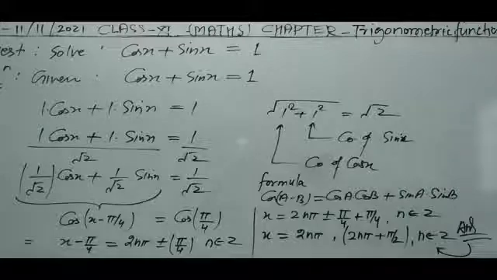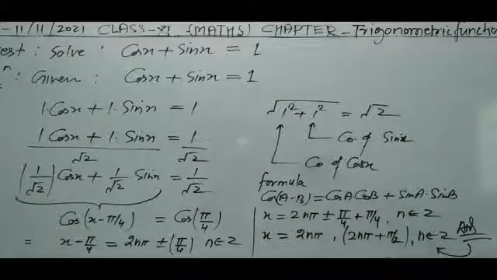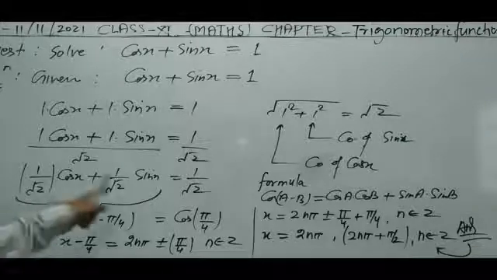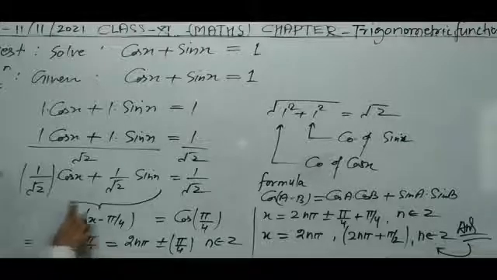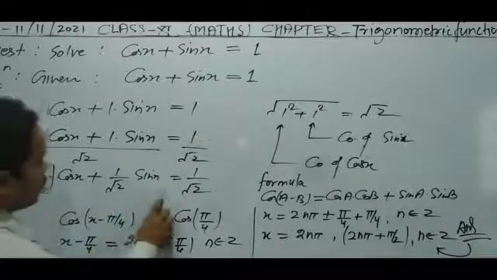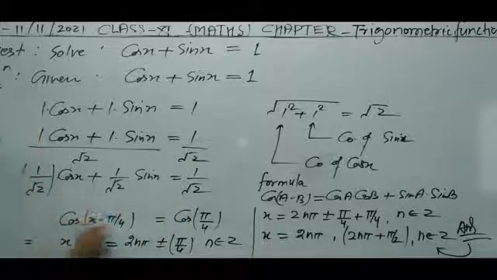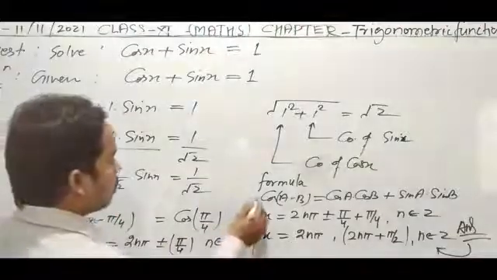So the result we get is 1 by root 2 cos x plus 1 by root 2 sin x. Now 1 by root 2 is the value of cos pi by 4, you know, and 1 by root 2 is the value of sin of pi by 4. So this is the formula of cos A cos B plus sin A sin B. The result is cos of A minus B. This is the formula we have used here.